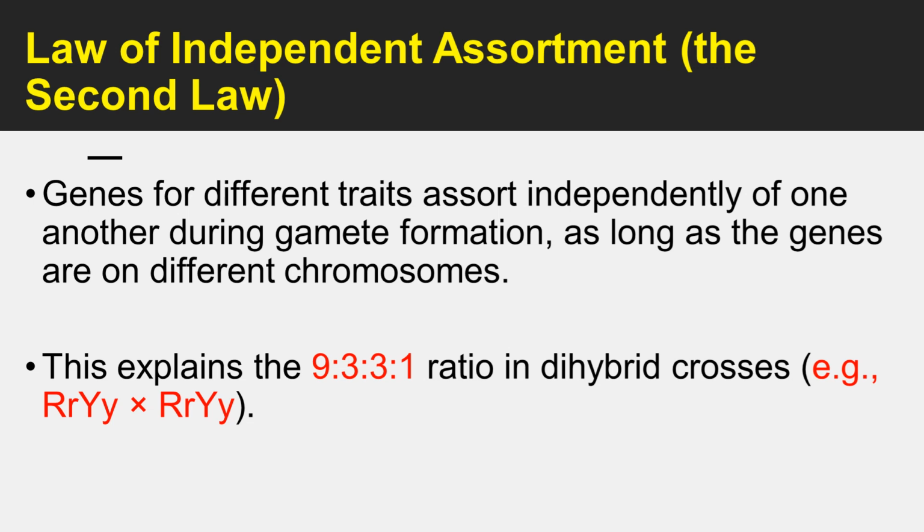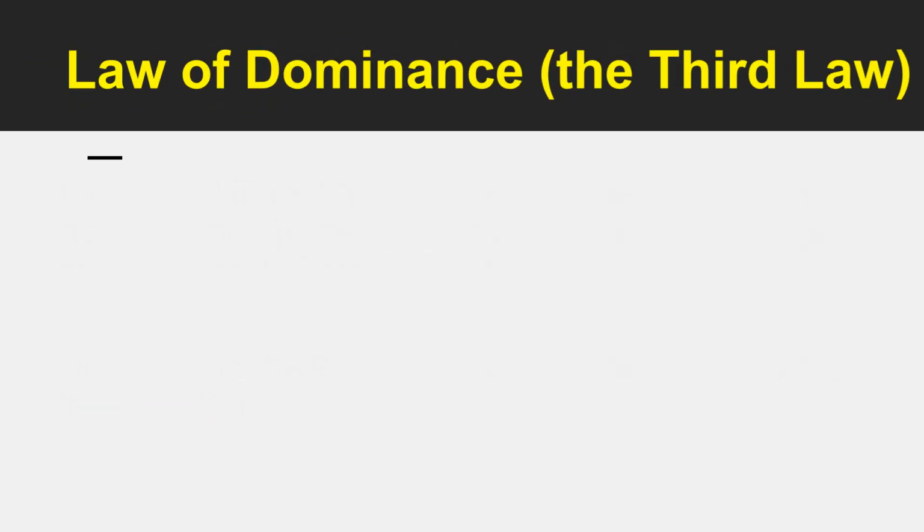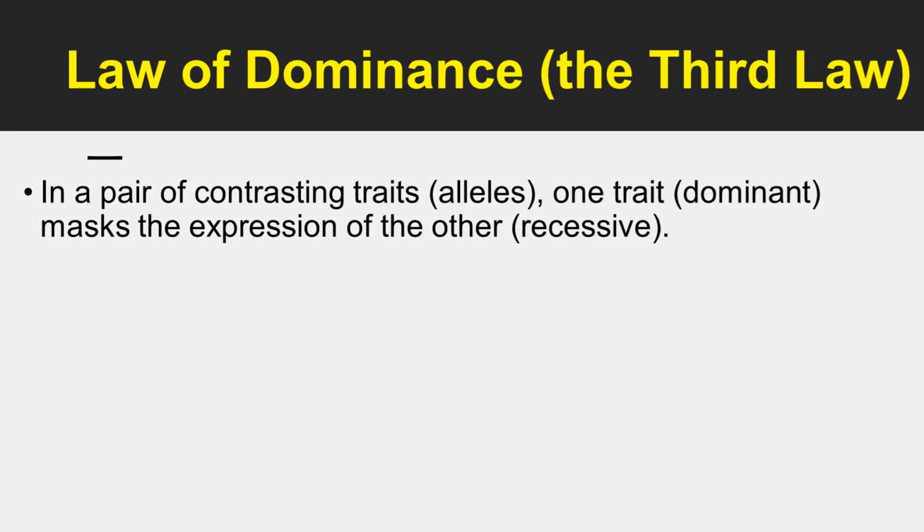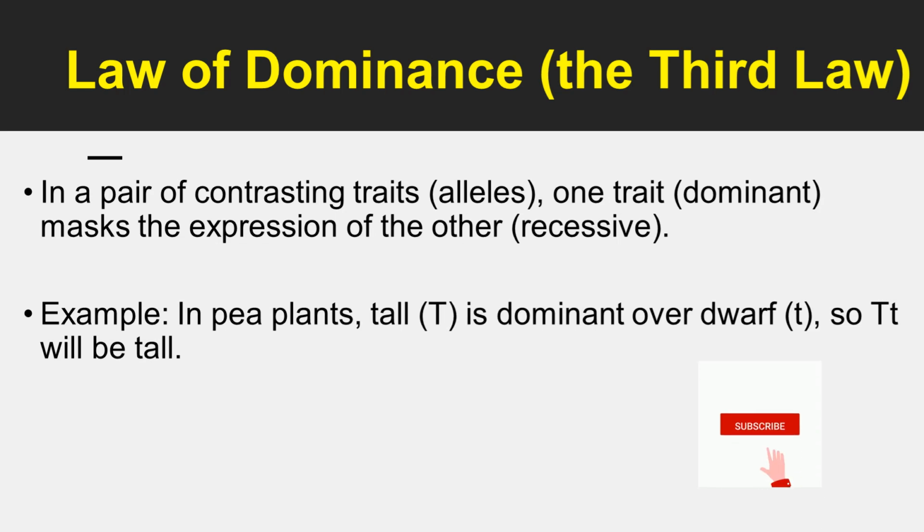Law of dominance, the third law. In a pair of contrasting traits, or alleles, one trait, the dominant, masks the expression of the other, the recessive. Example: in pea plants, tall T is dominant over dwarf t. So Tt will be tall.